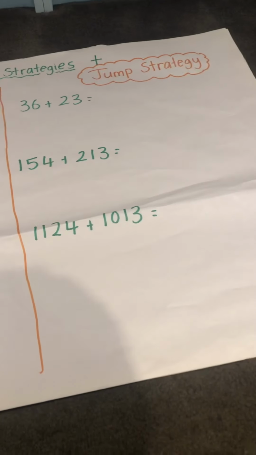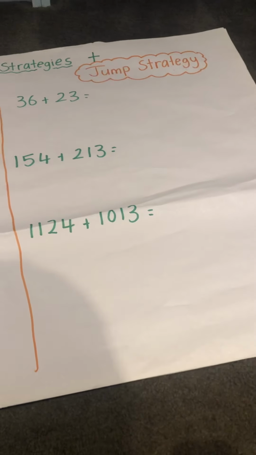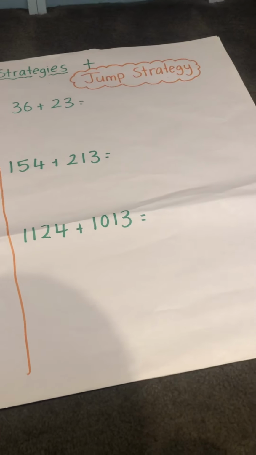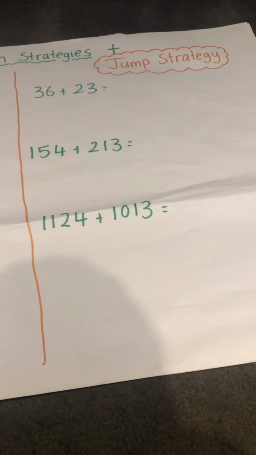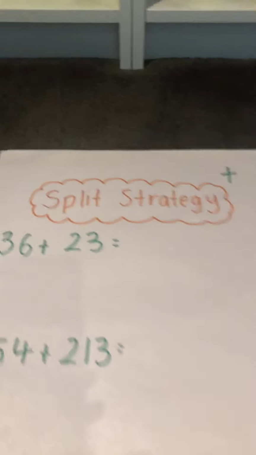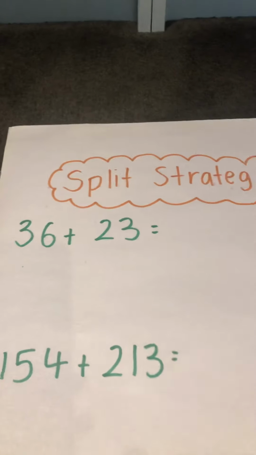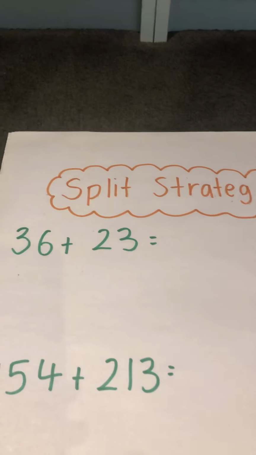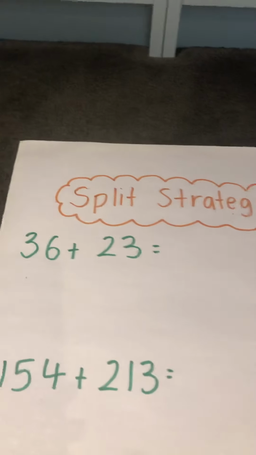And then we've got the jump strategy, where we're using an empty number line to jump some numbers to add up 2, 3 and 4 digit numbers. So let's have a closer look at split strategy first of all. The first thing that I'd like you to do is recognize the value of each of the digits in these numbers. Okay, so this is a review from last week.